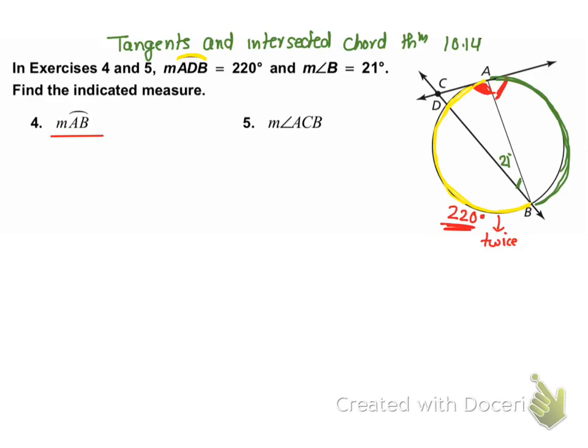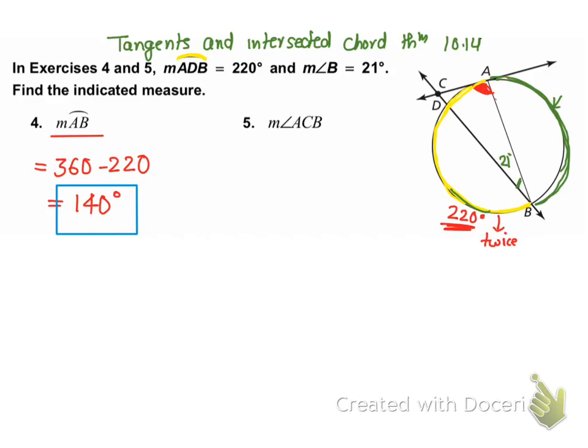Arc addition postulate. I know the whole circle is 360, and this arc is 220, so that's going to be 360 minus 220, and that's 140 degrees. That's very simple. So here we didn't need this angle. Why do it the harder way when we have an easier way to solve it?